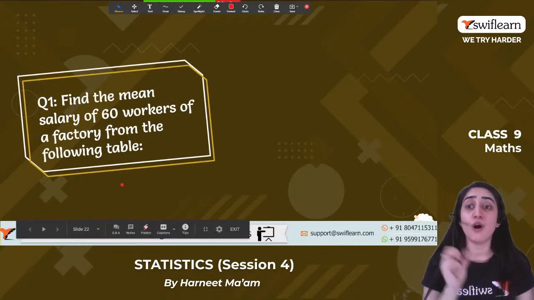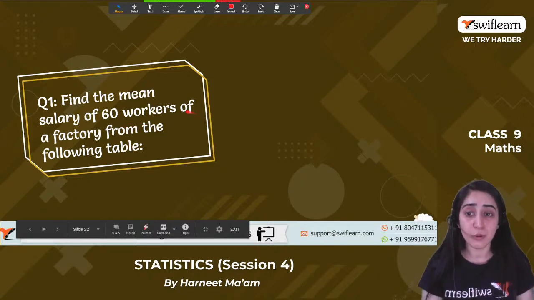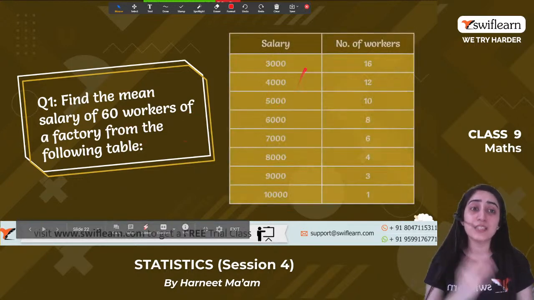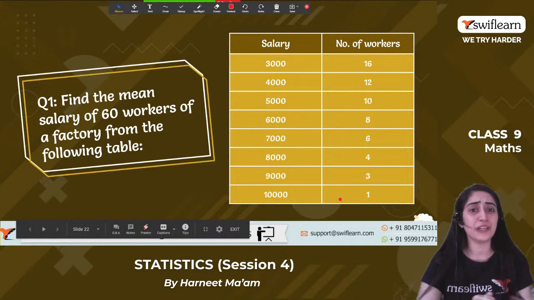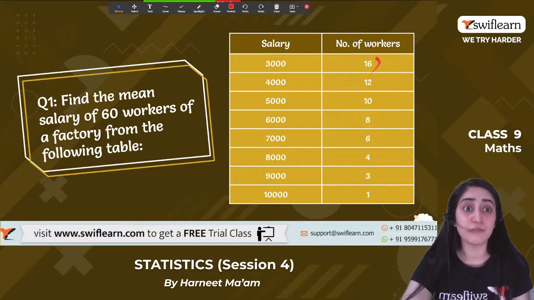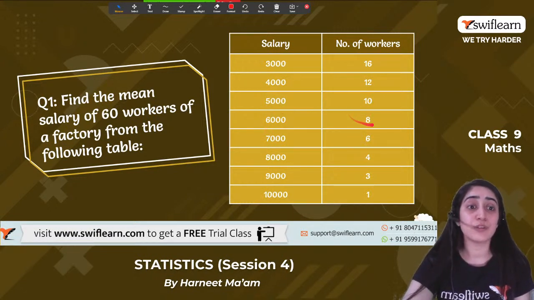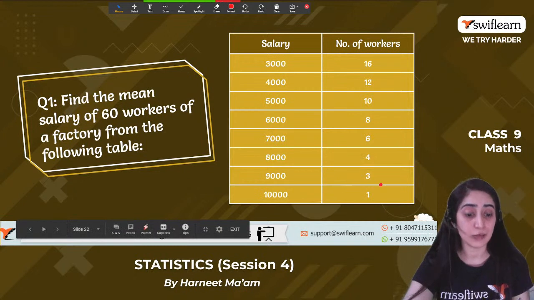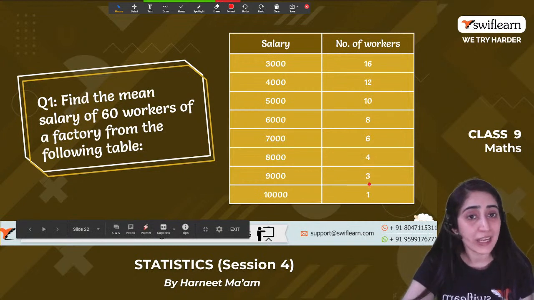Find the mean of the salary of 60 workers of a factory whose table is given to us. Now can you tell me the answer? How will I do it? It's saying 3,000 for 16, 4,000 for 12, 5,000 for 10 workers, 6,000 for 8, 7,000 for 6, 8,000 for 4, 9,000 for 3 and 10,000 for 1. So how do I calculate this?